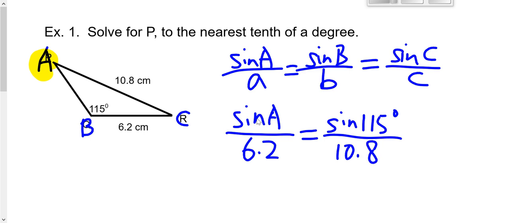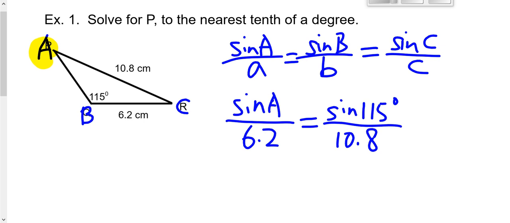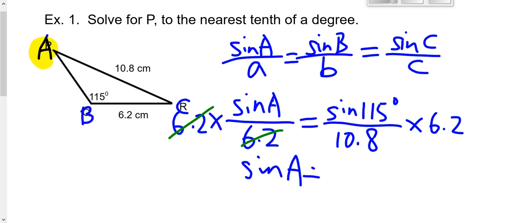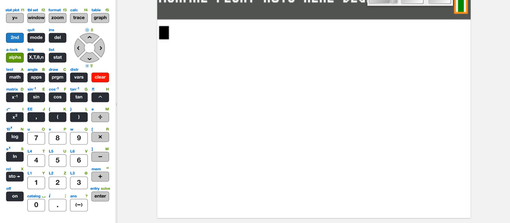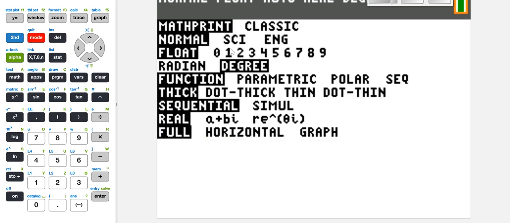Now what we need to do is solve for sine A. So multiply both sides by 6.2. The 6.2 on the top and bottom cancel out. So sine A is, if you punch that in, sine 115. Before that, let's double check. My calculator is in degree mode, so it's all good.